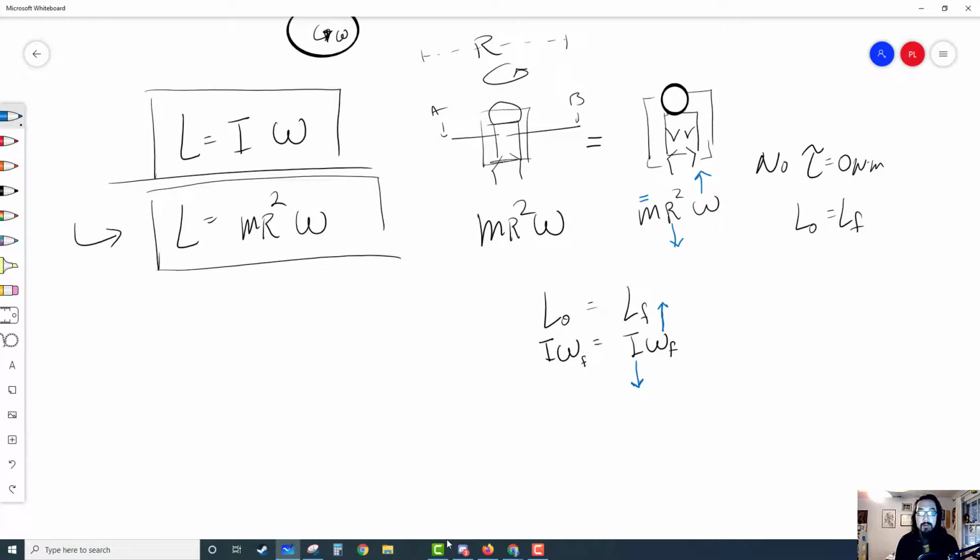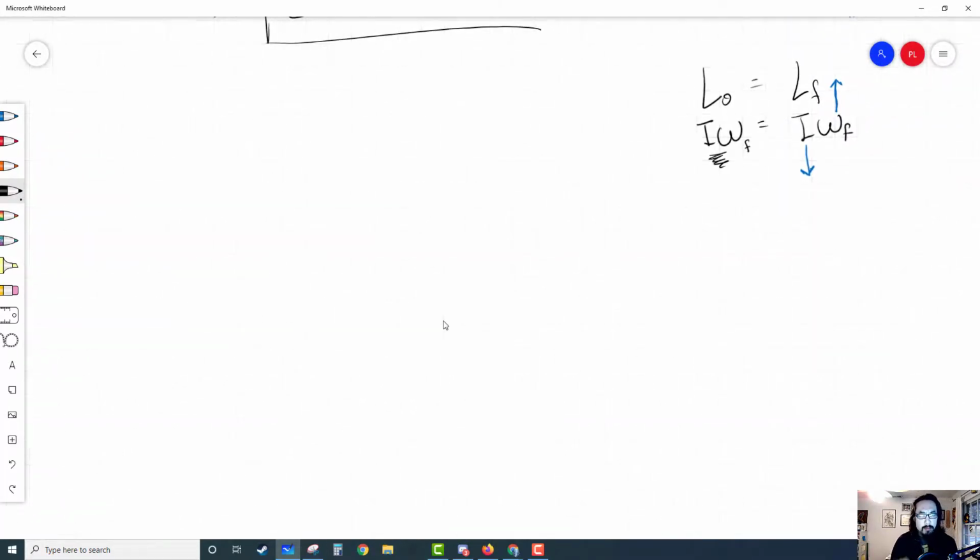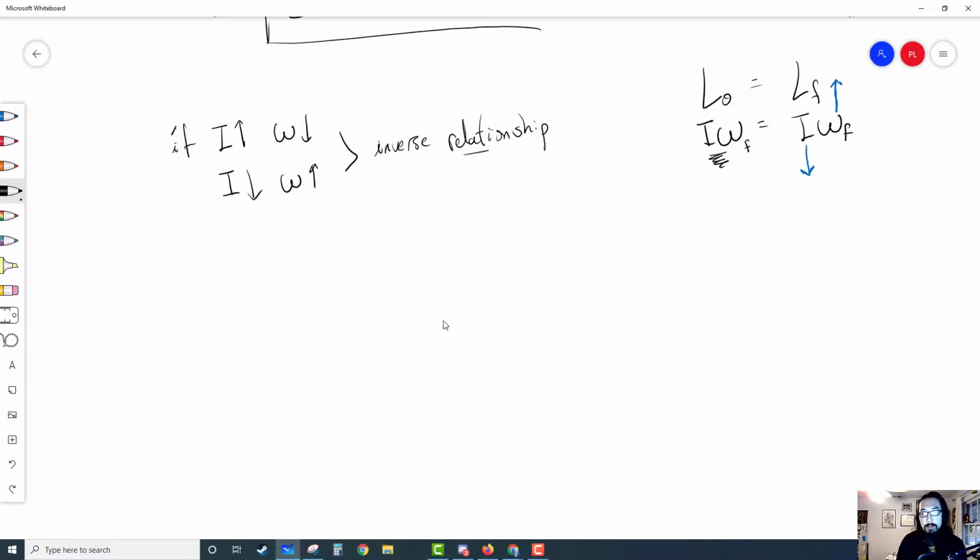You were able to spin faster, and this inverse relationship makes it so that if your omega goes up, your inertia has to go down. That is true because we have to keep the rotational momentum the same, and that's because there were no outside forces. Now we see this all the time in sports. The big idea here is that if I goes up, omega goes down. We could do the inverse: if I goes down, omega goes up. That's an inverse relationship, and we see it so many times in sports.